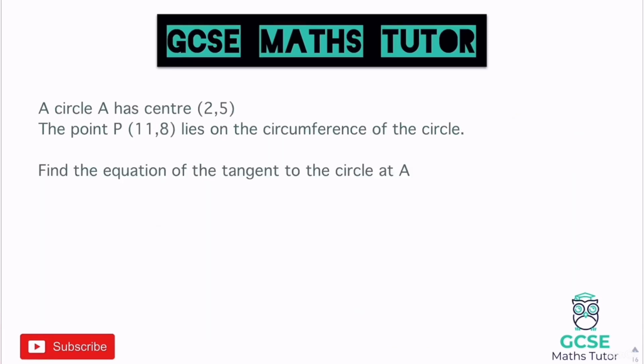Okay, and the last one here, we've got a circle A has the centre 2, 5, and the point P, 11, 8, lies on the circumference of the circle. Find the equation of the tangent to the circle. Now what we know about tangents is they are perpendicular to the radius, okay? So a tangent is perpendicular to the radius. Let's think about that.